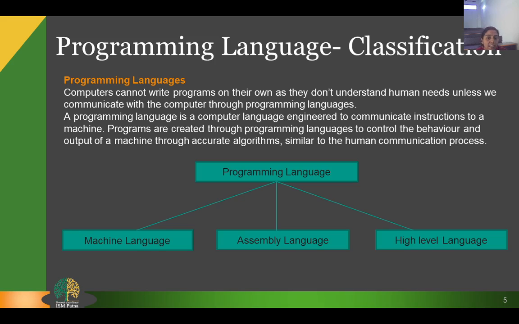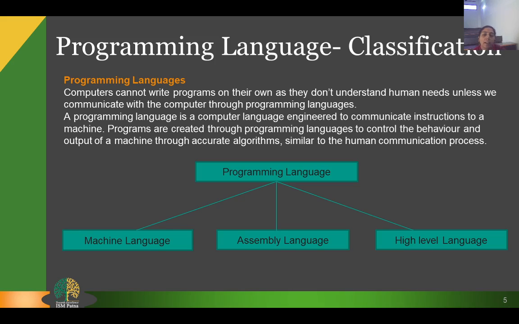Programs are created or developed through programming languages to control the behavior and output of a machine through accurate algorithms, similar to the human communication process. Here the term algorithm comes. What is it? An algorithm is a set of instructions which is written stepwise in an English-like language.